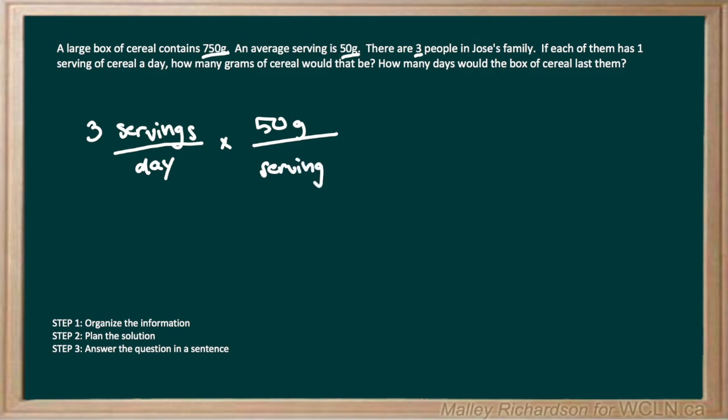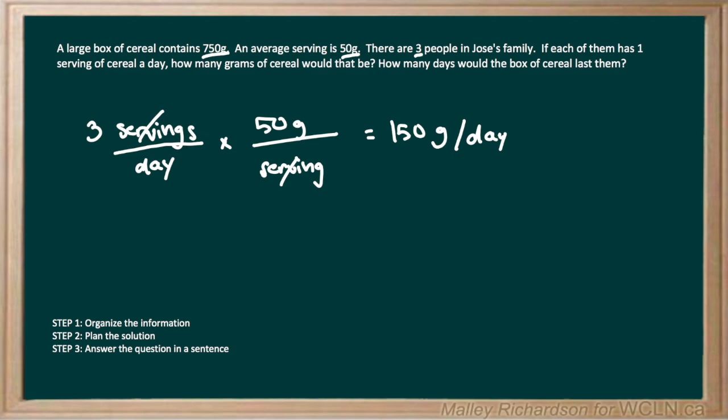Now by setting it up this way, we can see that our units of servings cancel out, and we're left with our units of grams per day. So 3 times 50 gives us 150, and our units are grams per day. So the family consumes 150 grams of cereal per day. Now let's move on to the second part.